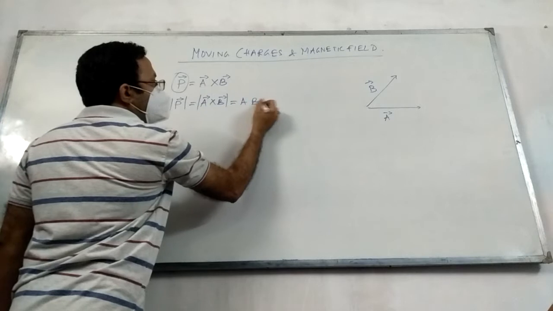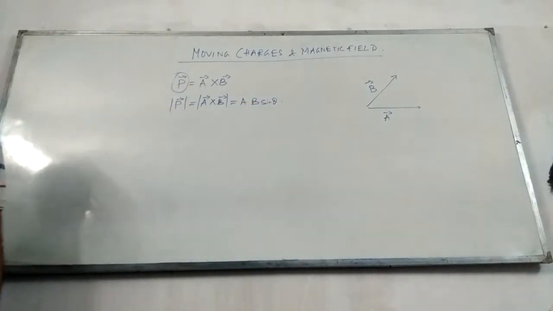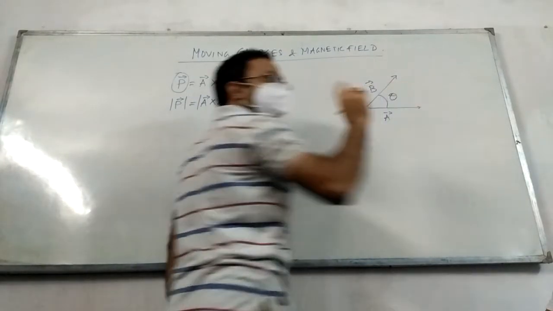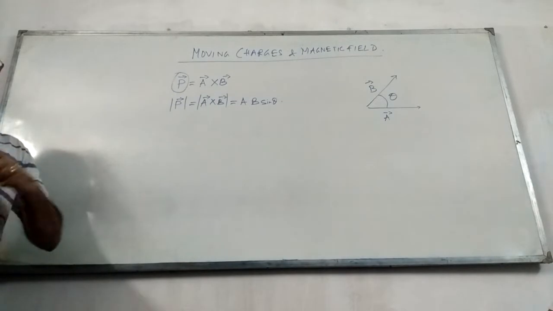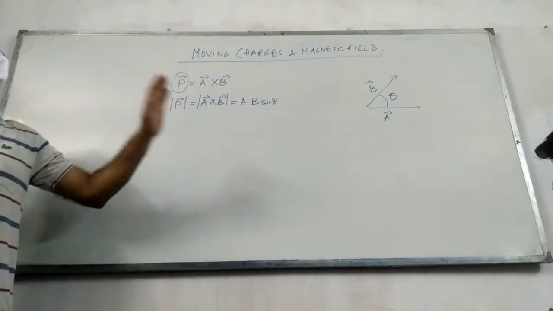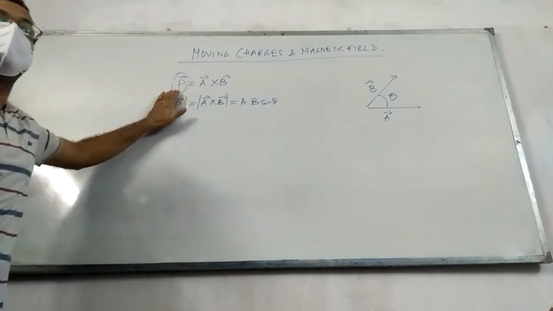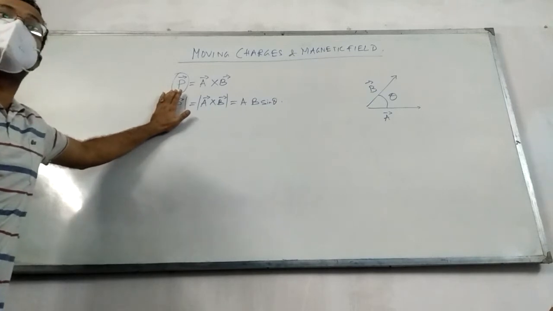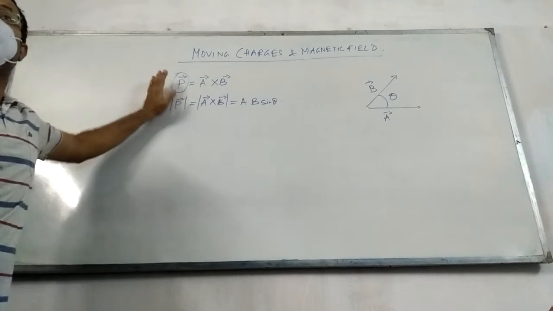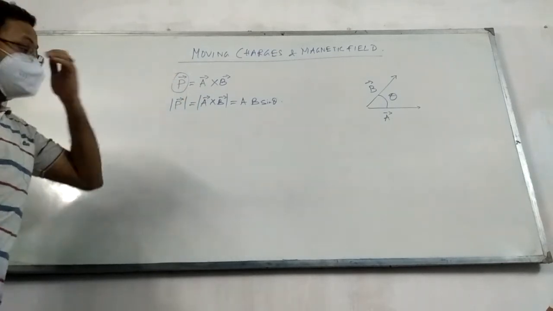AB sine theta, where A and B are the magnitudes of the vectors A and B, and theta is the angle between the two vectors in the coinitial form. Remember, whenever the two vectors are in the coinitial form, the angle theta is measured between them. Now, the most important question lies in the fact that P is a vector. It should have some direction also. This is the magnitude of the vector and the direction of the vector. How do you get the direction of the vector? Perpendicular to the plane.